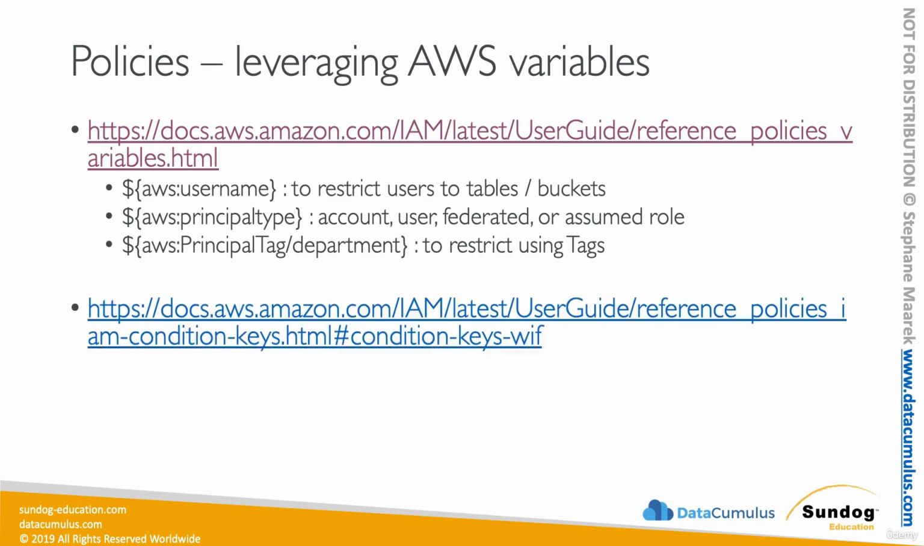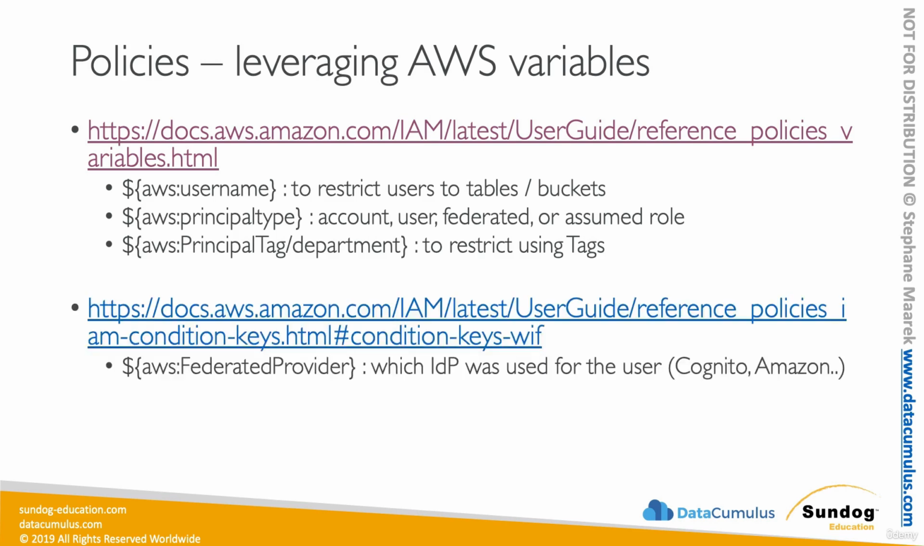For this, there's another link, obviously. And so we'll get another variable called AWS federated provider, which basically will be replaced by the identity provider that was used for the user. So it could be Cognito or Amazon.com or whatever.